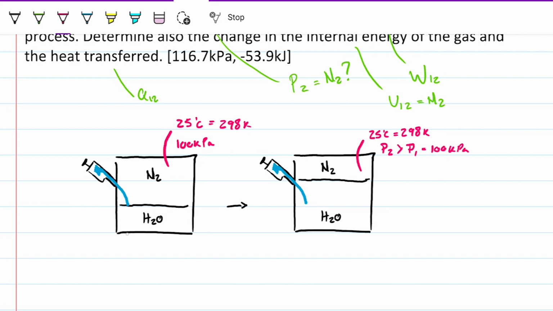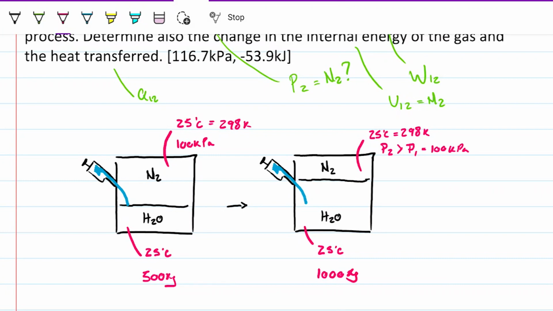What about the water? What do we know about the water? We know the water is at 25 degrees Celsius, and we know we have 500 kilograms of it. And over here, we know it's still at 25 degrees Celsius because the temperature did not change in this process.